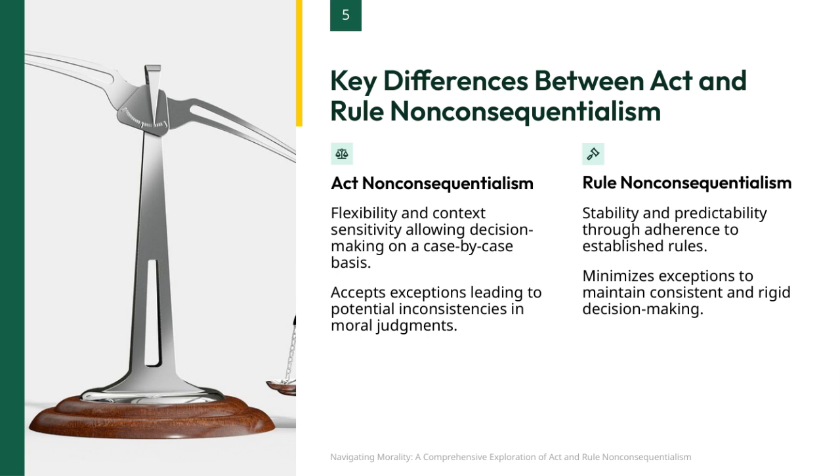In contrast, rule non-consequentialism values stability and predictability by strictly adhering to established rules. It minimizes exceptions to maintain consistent and rigid decision-making. The gavel icon represents this commitment to rules and order. Together, these two approaches highlight the tension between flexibility and consistency in ethical decision-making. Symbolized by the balance scale image here, reflecting the challenge of finding the right balance when making moral choices.